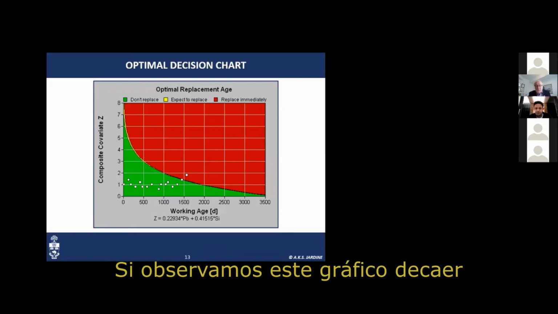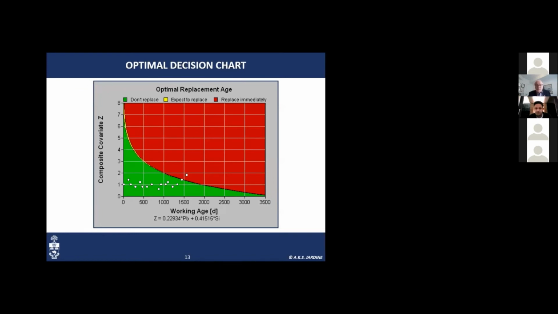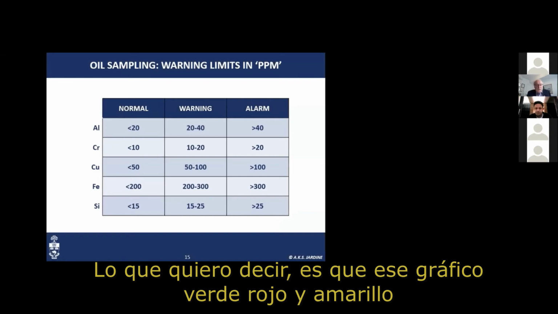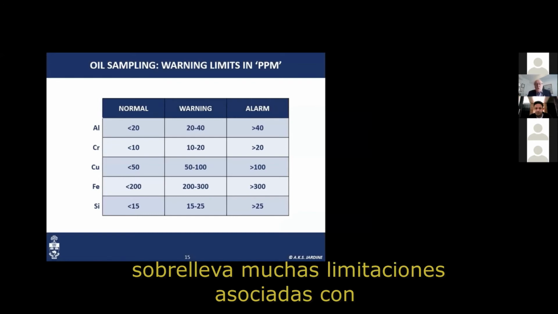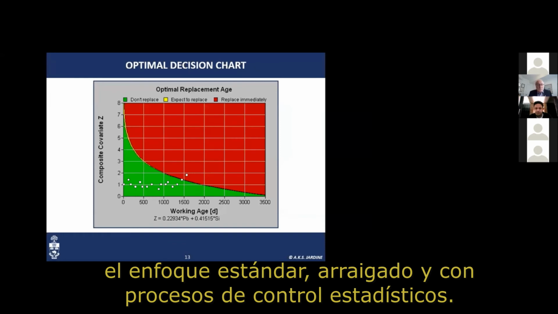Now, if you see this chart decaying downwards, that tells us immediately that age is also an important risk factor. So what I'd like to say is that that red, green, yellow chart overcomes many of the limitations associated with the standard approach rooted in statistical process control.